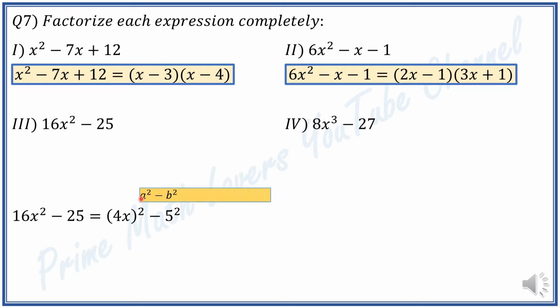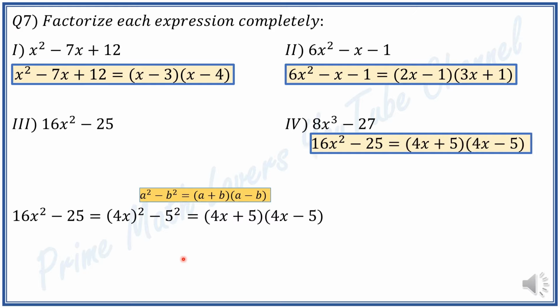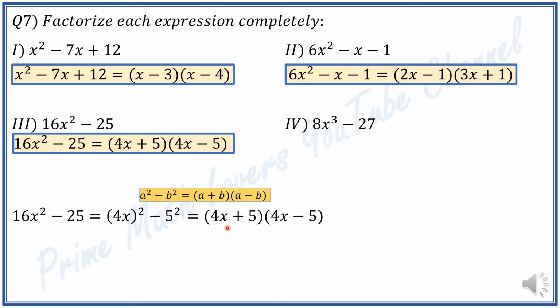From the difference of squares identity, we have a squared minus b squared is equal to a plus b times a minus b. So 4x squared minus 5 squared is equal to 4x plus 5 times 4x minus 5. So the third part is as simple as that. 16x squared minus 25 is equal to 4x plus 5 times 4x minus 5.